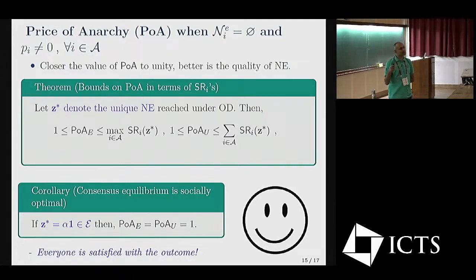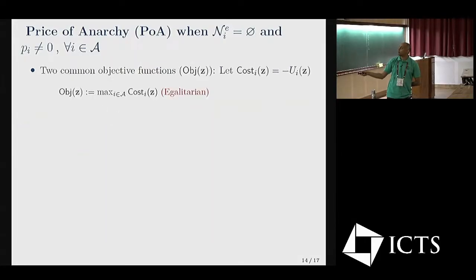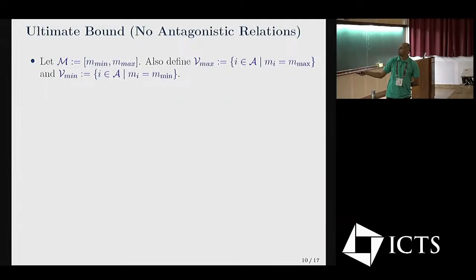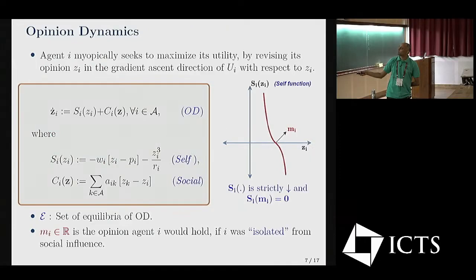Mi is the root of the self function, if you remember. So if we go back, in the opinion dynamics we split off these terms into two parts: the self function, and that has a unique root Mi. So we have consensus if and only if all these Mi's are equal, and that common value is this alpha.